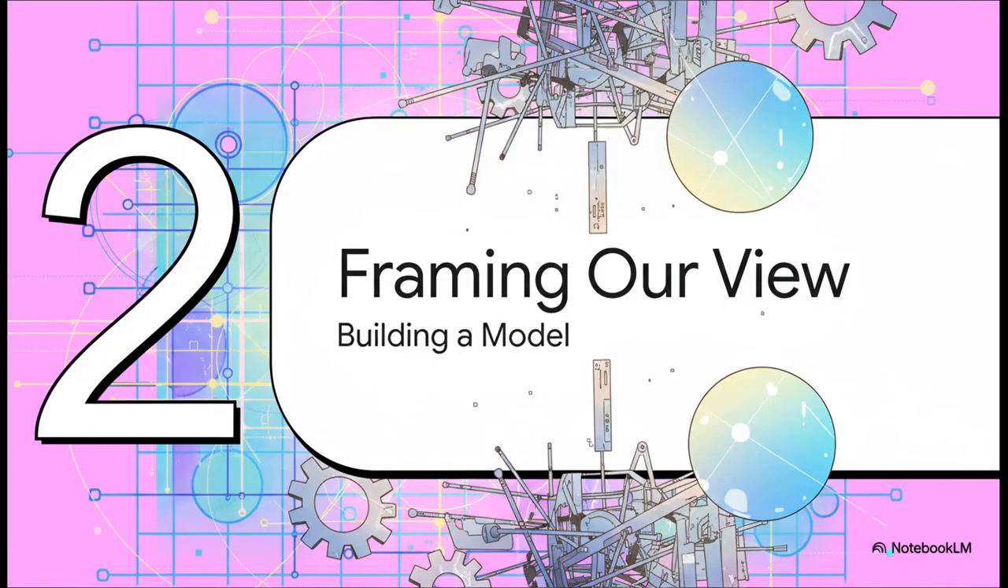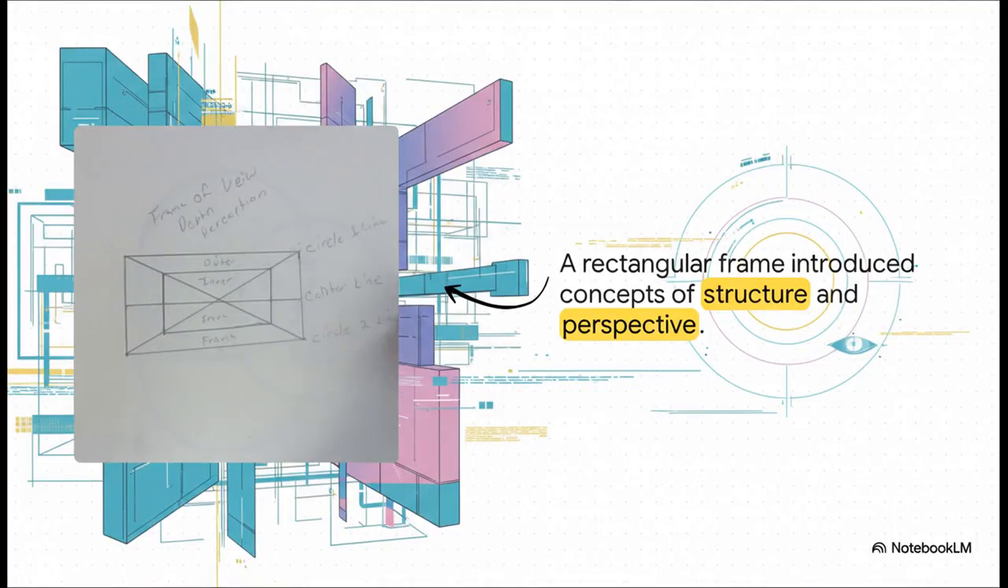Okay, so you've got two circles. Now what? How do you turn a simple shape into a functional model? Well, the next step was to give it some structure, to give it a frame. So a rectangle was drawn right over the circles. And this simple little addition is actually a huge leap. It creates what's called a frame of view. And right away, it introduces these big ideas of structure, boundaries, perspective. It's dividing the visual space into what's inside and what's outside.